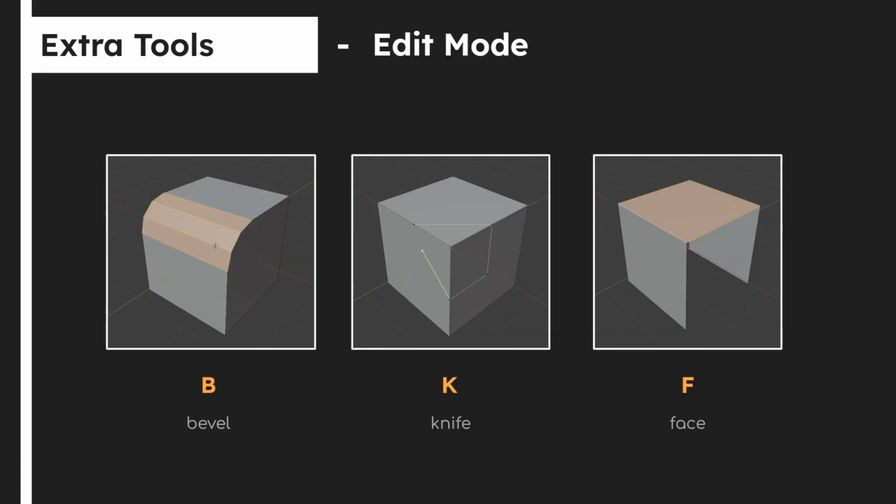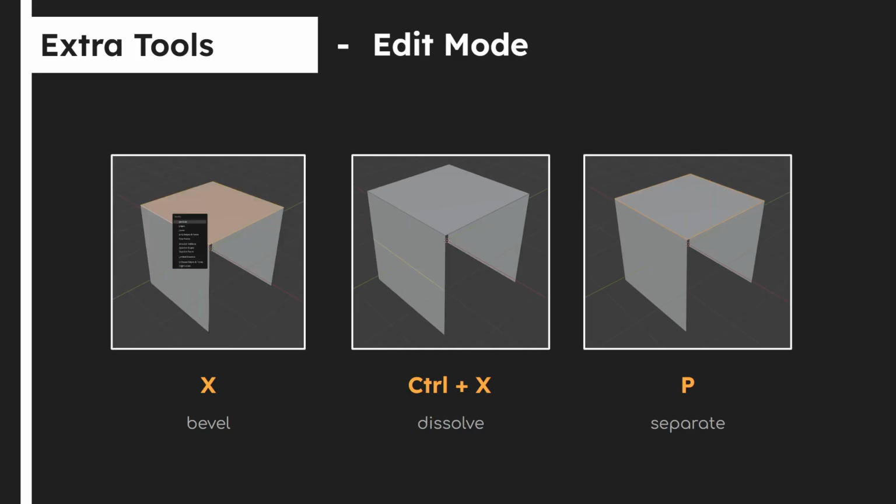Okay? But to make these more complex shapes, even though they're being broken down to simplify them, they're still more complex, we need some extra tools. So I'm going to introduce you to a few new ones. We've got B for beveling, K for the knife tool, and F for making faces. So these 3 are all additive. Each one of these is going to add new faces to your object, to your mesh. Okay? Additive. Keep that in mind, because these are our destructive operations.